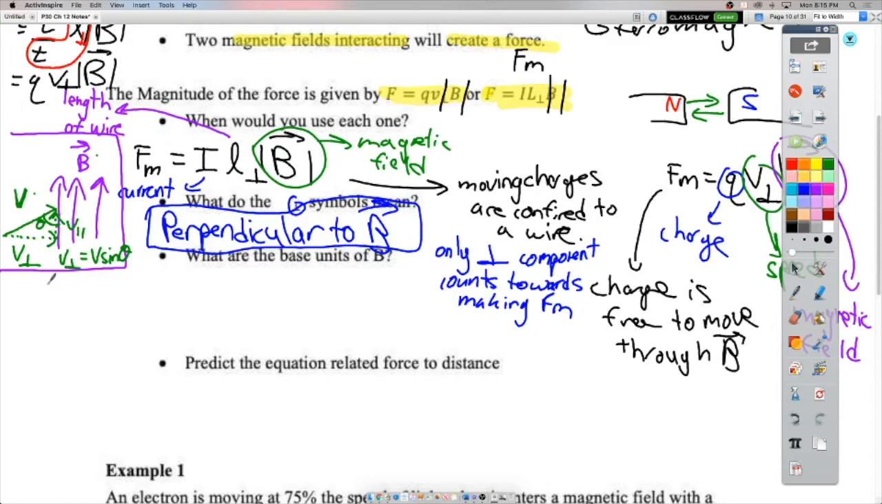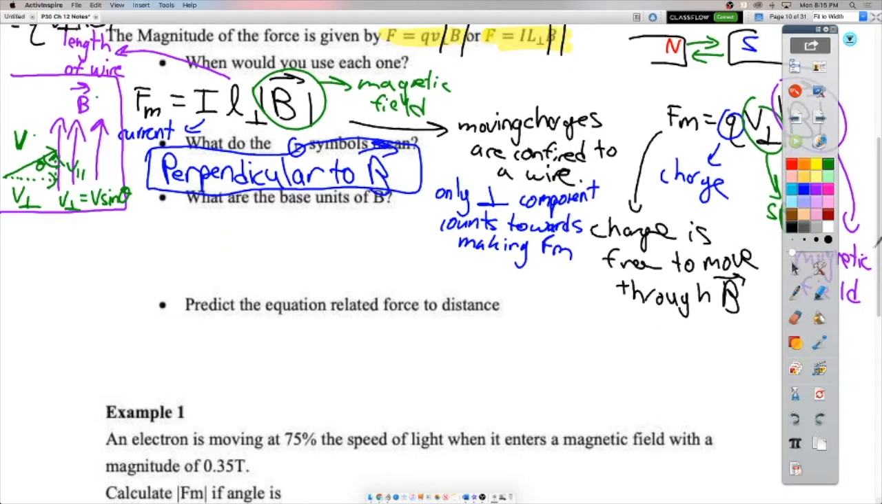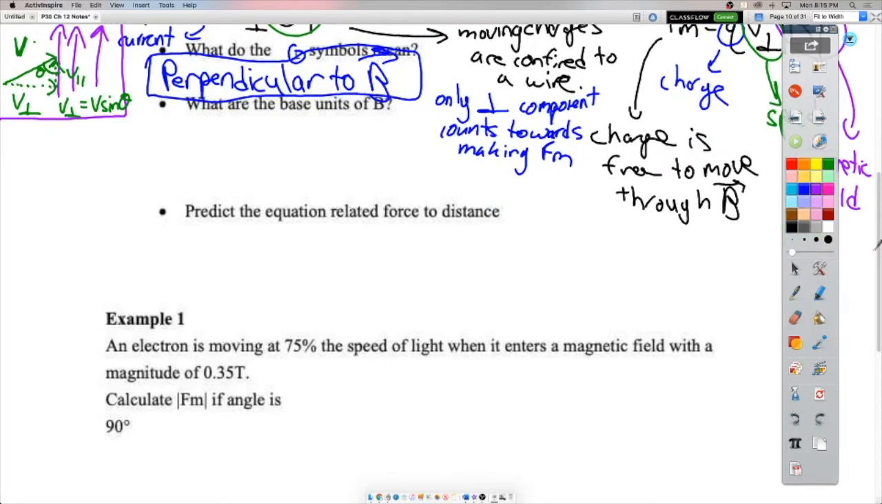Then it asks us to figure out, what are the base units of magnetic field? We have been talking about the magnetic field, but we haven't had to do any calculations with it yet. So we've kind of dodged the conversation of units. No longer can we do that. Let's go ahead and figure it out. Well, Fm equals I L perpendicular, so only the amount of the length of the wire that travels perpendicular to the magnetic field counts here. And so rearranging, magnetic field equals Fm over I L perpendicular.